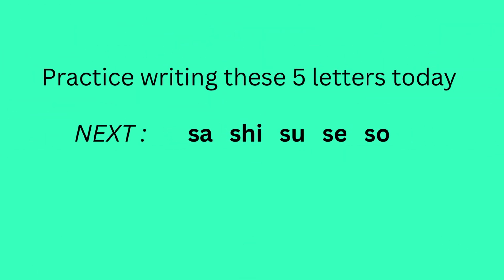You have now learned the K row in Hiragana. Practice writing these characters at least 10 times each. In the next lesson, we will learn the next row: Sa, Shi, Su, Se, So.